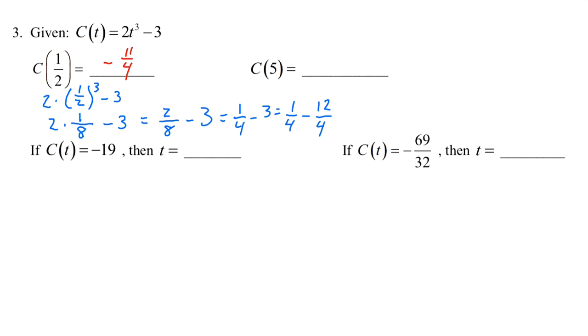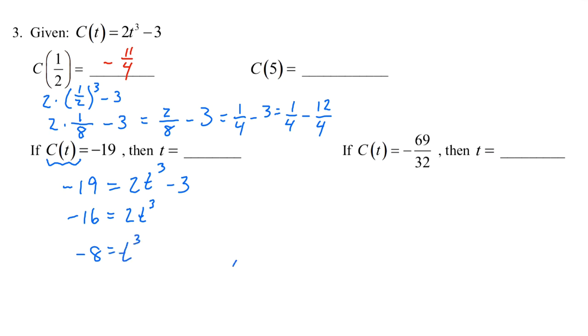All right, let's come down here to the next one, where we have c of t is -19. Remember, c of t is your y value. And that's going to equal 2t cubed minus 3. So we're going to solve by adding 3 over to this side. -19 plus 3 is -16. We then divide by 2, which is -8.